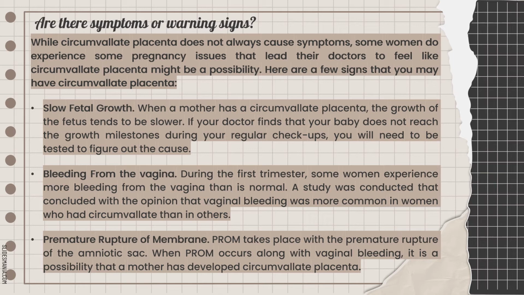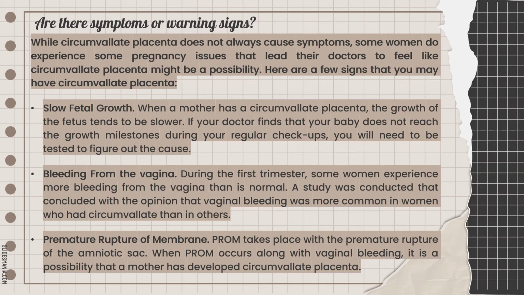Slow fetal growth. When a mother has a circumvallate placenta, the growth of the fetus tends to be slower. If your doctor finds that your baby does not reach the growth milestone during your regular checkups, you will need to be tested to figure out the cause. Another one is bleeding from the vagina.